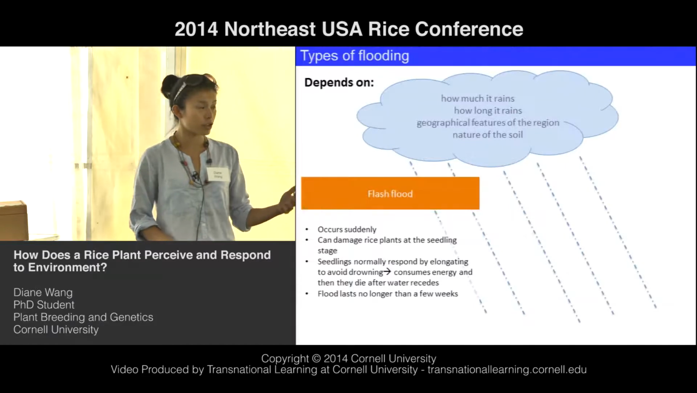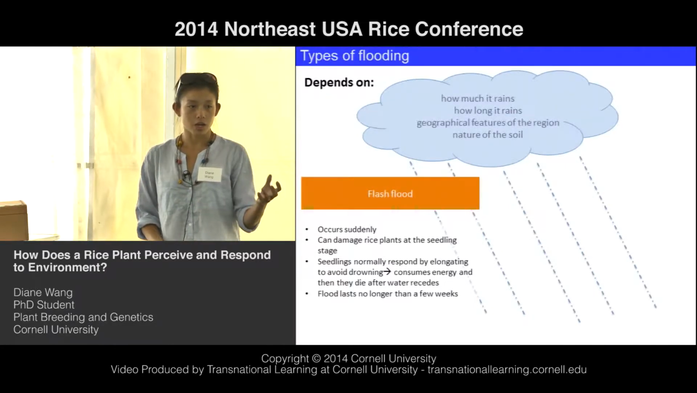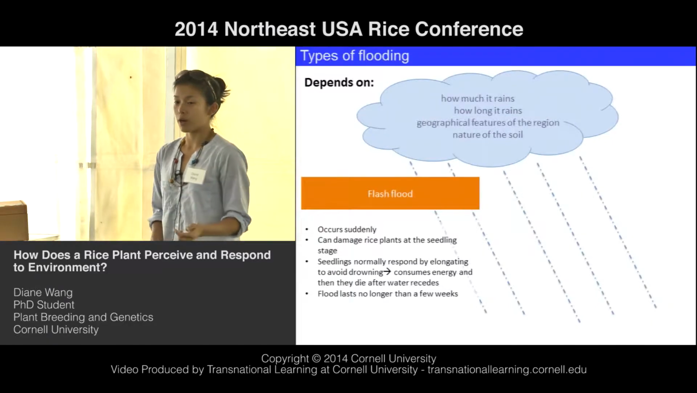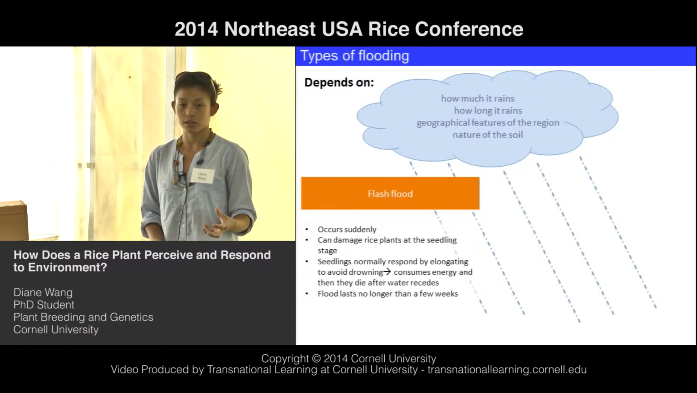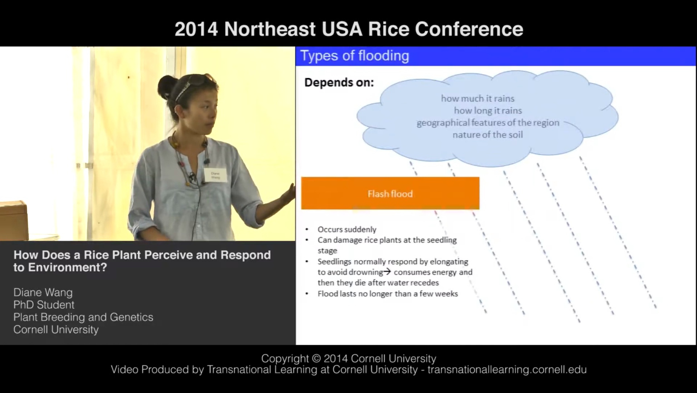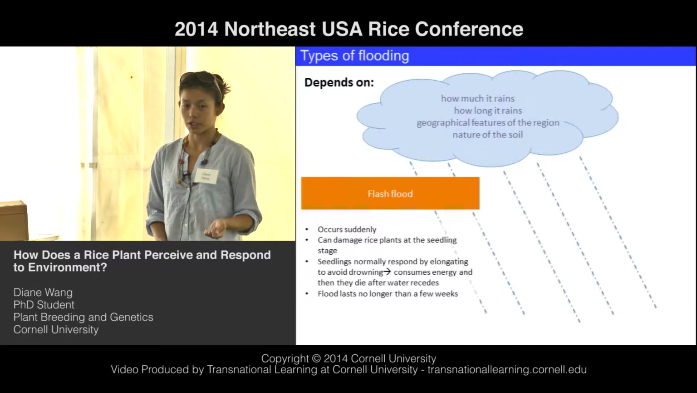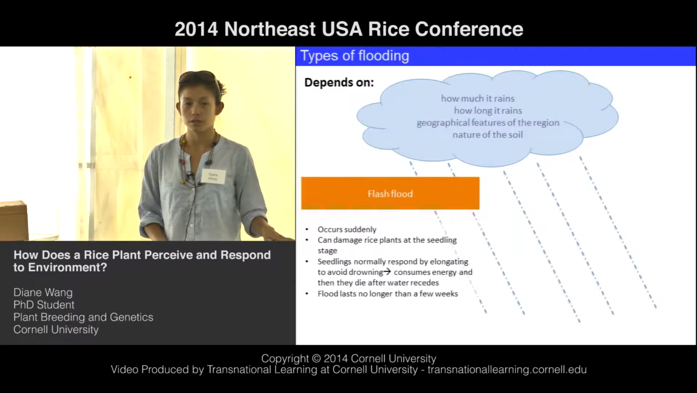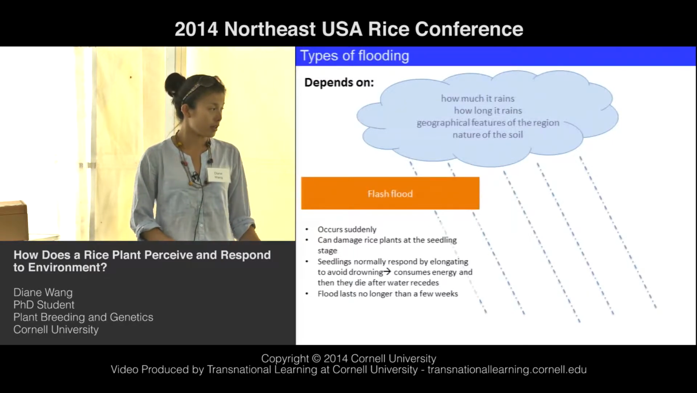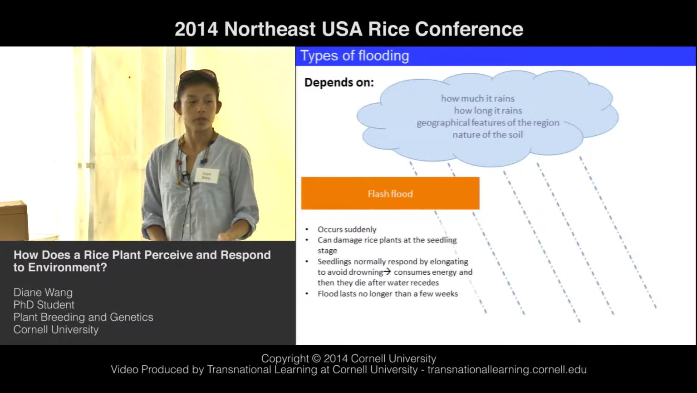It can damage rice plants, especially at the seedling stage when they're real young and, you know, not too sturdy yet. And rice seedlings normally respond to this type of stress by growing up because they're trying to breathe. They don't want to drown. But the thing is, they're really small at that stage, and so it uses up a lot of energy. And then when the floods recede, they basically wilt and die because there's nothing left in them. They've totally spent. And these flash floods typically last no longer than a few weeks, so they're real quick.